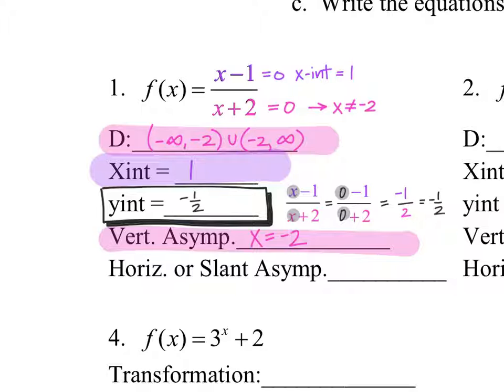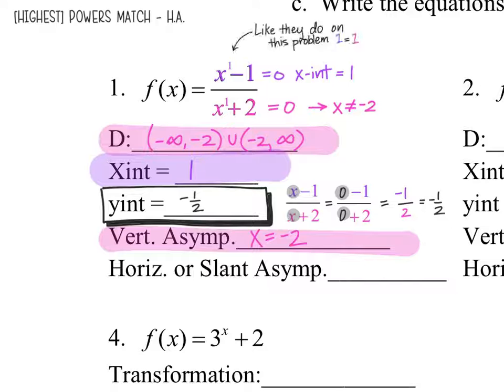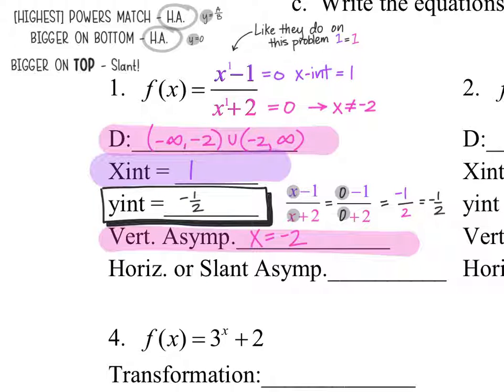To determine if the function has a horizontal or a slant asymptote, you have to compare the powers in the numerator and the denominator. If the powers match or it's bigger on the bottom, there is a horizontal asymptote, which is going to be in the form of y equals a number. And if it's bigger on top by 1 degree, there's a slant asymptote.